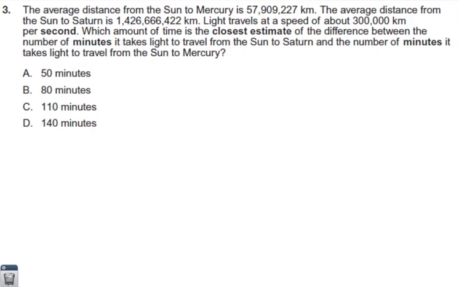Now, let me grab my calculator, because here they're talking about, I guess this counts as an estimation problem. You basically have Sun to Mercury, Sun to Saturn, and the speed of light is 300,000 kilometers per second. Oh my gosh.